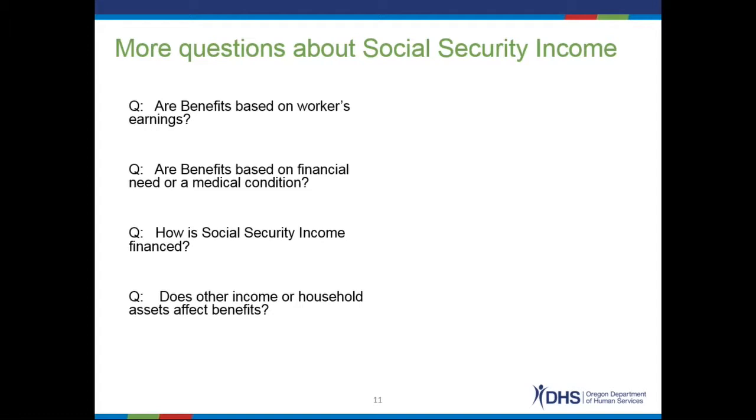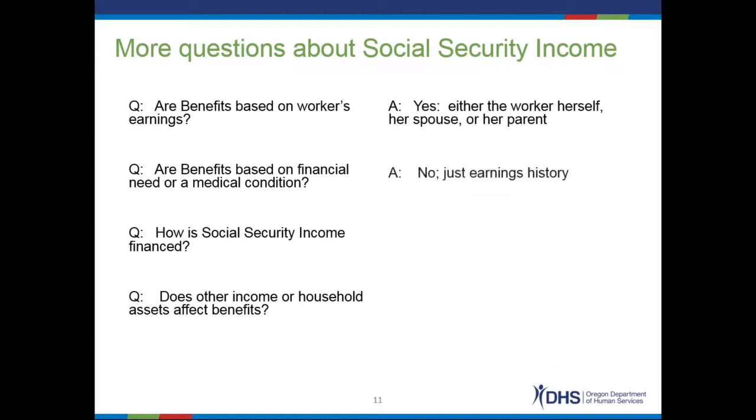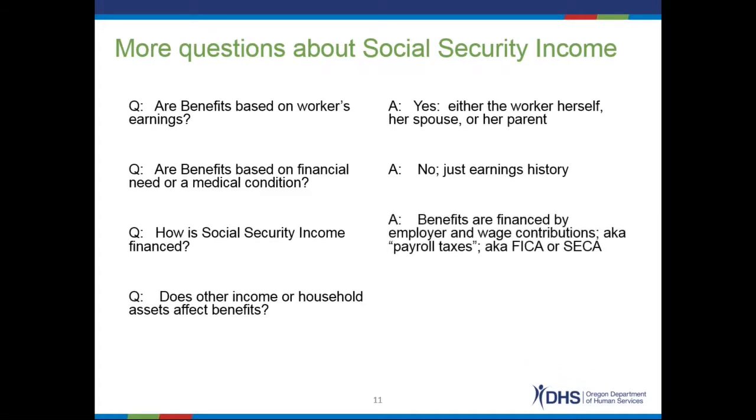Okay, so here are some more frequently asked questions. Are benefits based on a worker's earnings? Yes, either the worker herself, her spouse, or her parent. Are benefits based on financial need or a medical condition? No, just earnings history. So this is retirement or survivor benefits. How is Social Security income financed? Benefits are financed by employer and wage contributions, also known as payroll taxes.